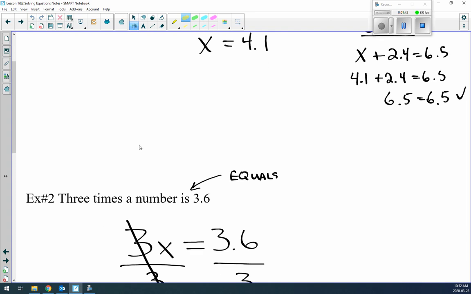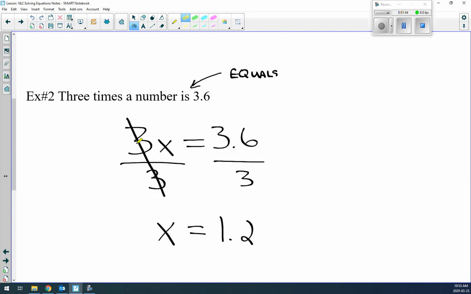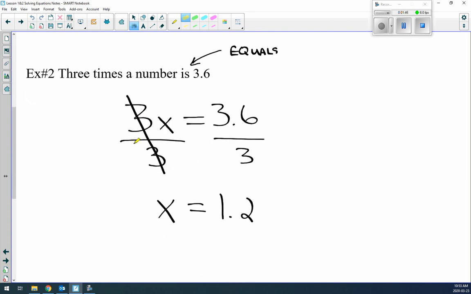Okay, let's look at number 2 here. Sometimes you'll get it in words. Okay, 3 times a number is 3.6. 3 times a number, which is your variable, equals 3.6. Well, again, the same rules apply. We're trying to get x by itself. So x is not by itself. There's a 3 attached to it, and the 3 is attached by multiplication. Well, how do you get rid of it? You divide both sides by 3. Divide and divide. So these 3's reduce down here, and you get 3.6 divided by 3, which is 1.2.